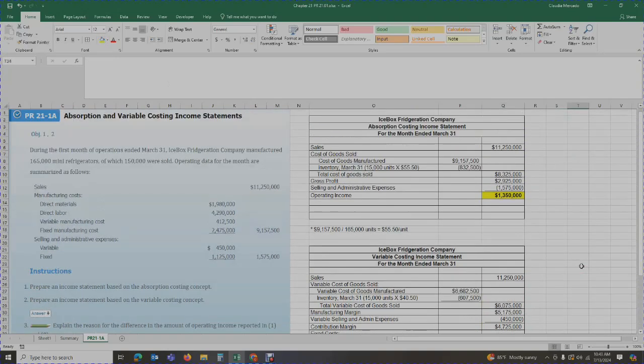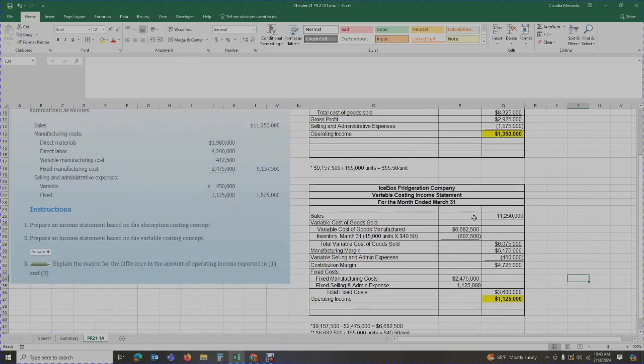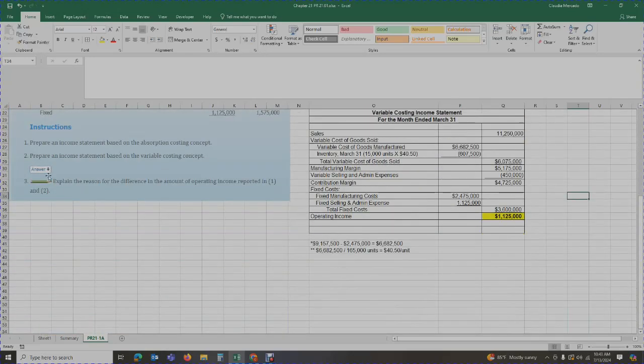So if you compare the absorption costing with the variable costing, the operating income is larger under the absorption costing method than it is under the variable costing method. Okay. Now requirement 3 says to explain the reason for the difference in the amount.